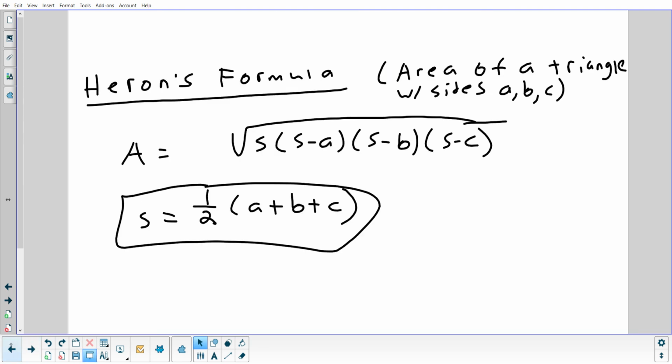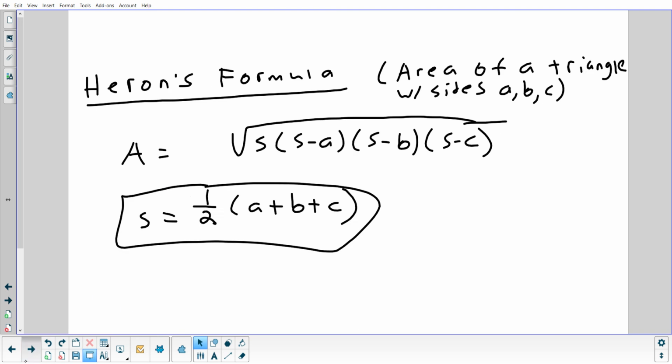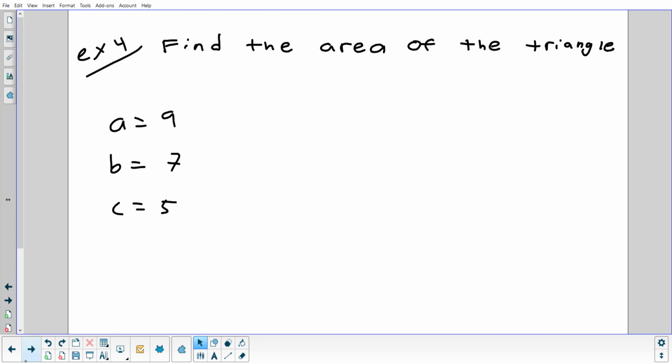So 9, 7, 5, actually, is that? Yeah, that's the same one we did. So we could find the area without Heron's formula right now because you know this angle. But let's pretend we didn't do that. We don't want to have to do that. Let's do it using Heron's formula. What's 9 plus 7 give me? 16. 16 plus 5. 21. And half of 21? 10.5.